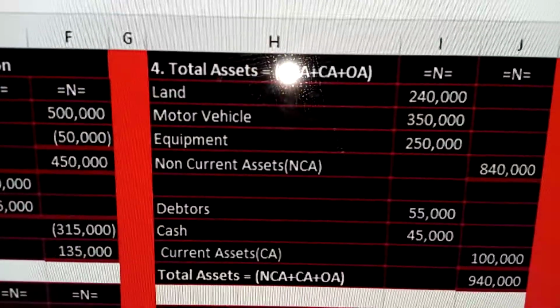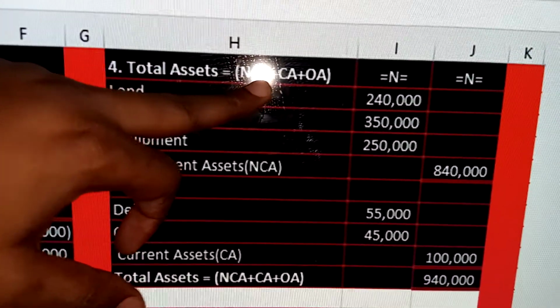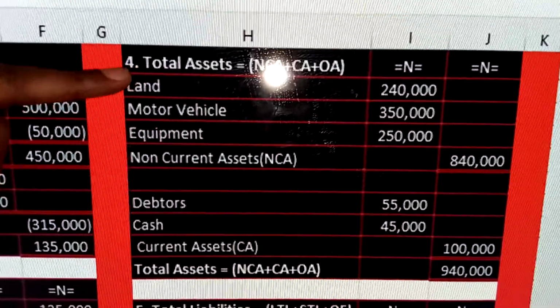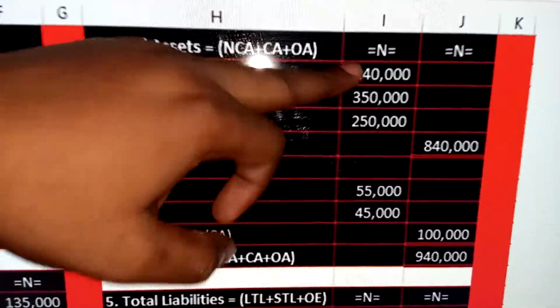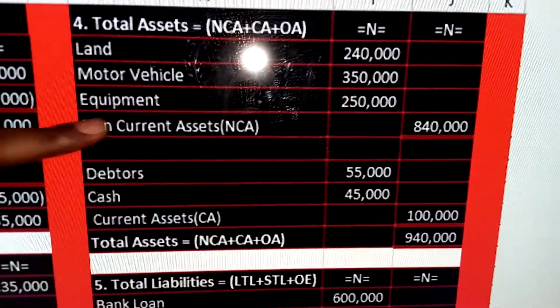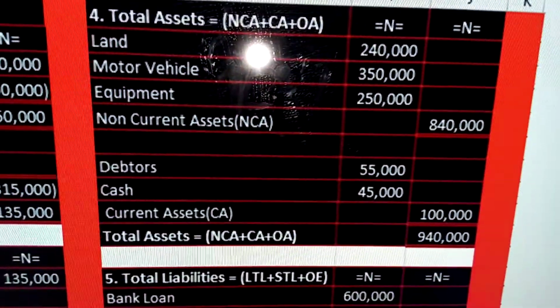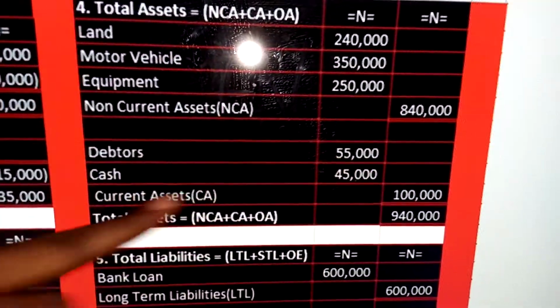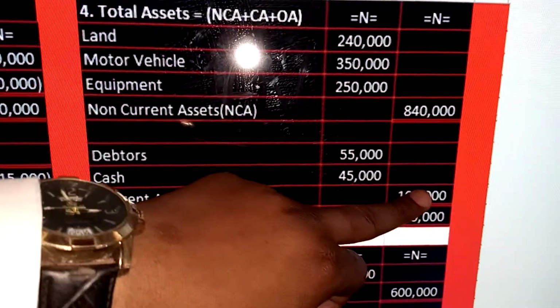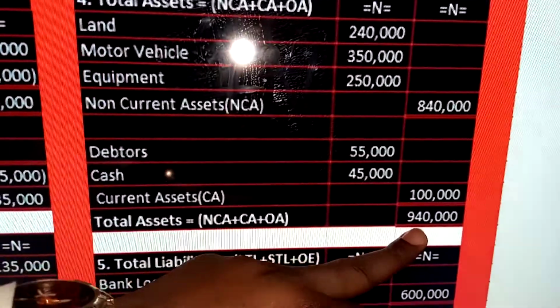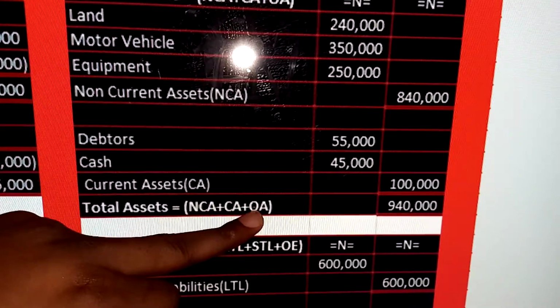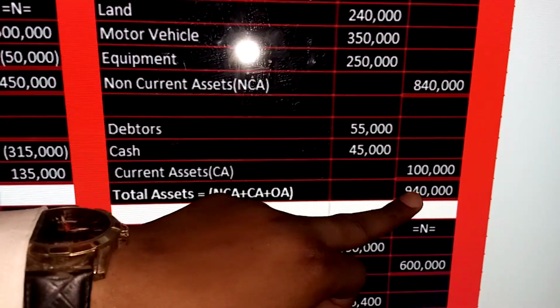Is there any other asset? No. So it means that our total assets, which is non-current asset plus current asset plus other assets. The non-current assets here, we have land, motor vehicle, equipment, which is 240, 350,000, 250,000. So total non-current asset is 840,000. Our current asset is a function of debtors and cash based on the question. So debtor here is 55, cash is 45. Total current asset is 100,000. So 100,000 plus 840,000 is 940,000. Other asset is 0. So total asset, which is non-current asset plus current asset plus other asset, is 940,000.